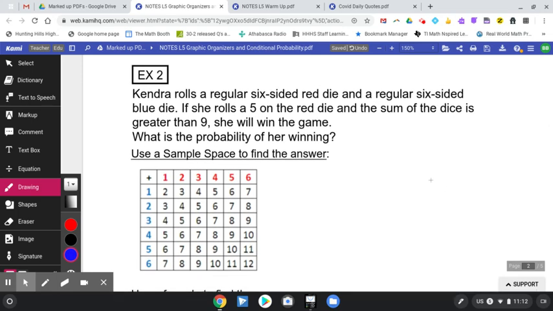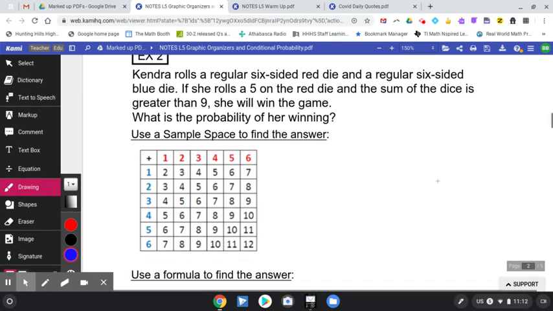Okay, in example 2, we're talking about rolling 2 dice, and we're looking at what is the sum on the 2 dice. So our graphic organizer this time, the diagram that's going to show us everything that could happen, is really just a sample space. So here's a sample space of everything that could happen. Across the top, this is everything that could happen on the red die. Here in the blue, everything that could happen with the blue die.